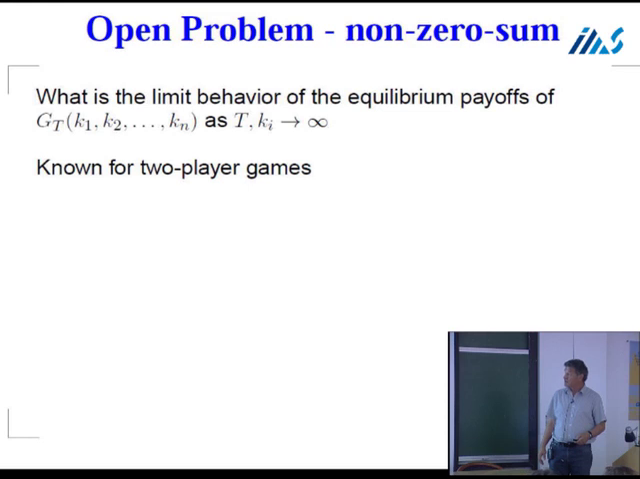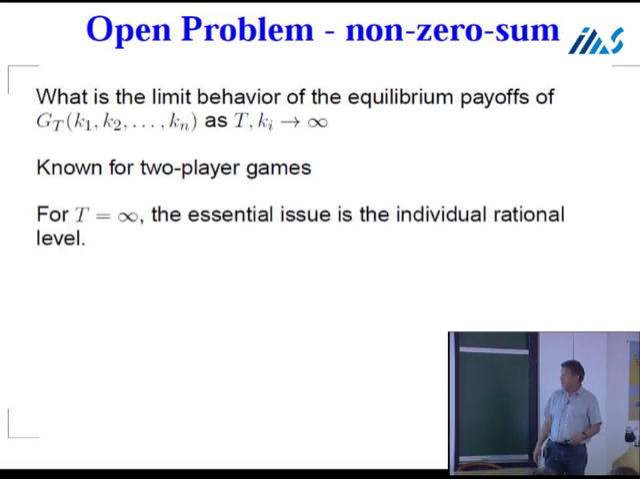And let me say that this is known for two-person games. Two-player games, the result is known. For T equals infinity, it follows essentially from the two-person zero-sum theory. And for T finite, for example, the finitely repeated prisoner's dilemma, it requires some work, but it's completely solved, and you get results like the Folk theorem.